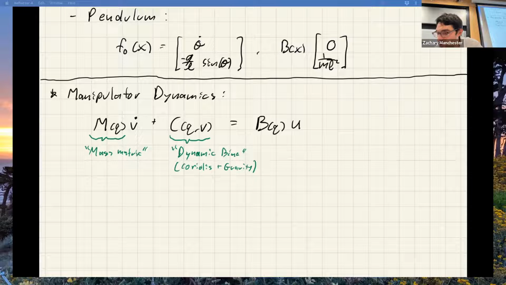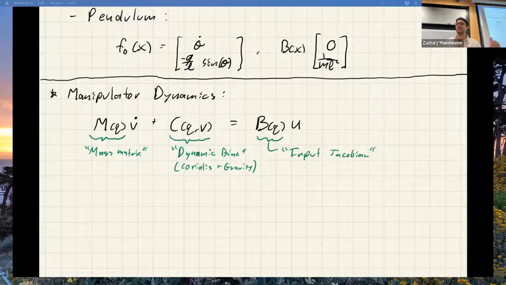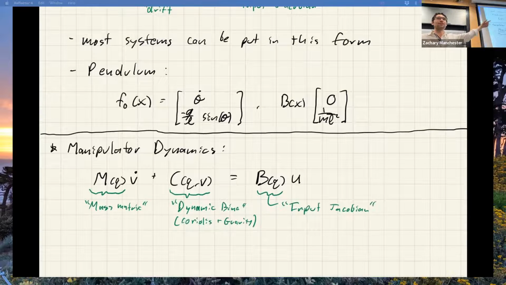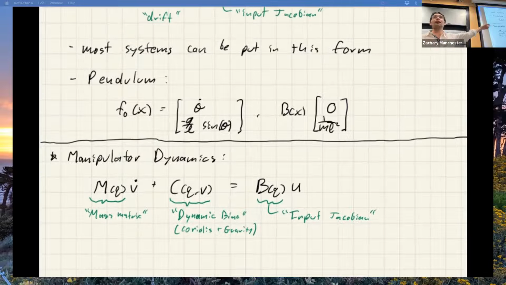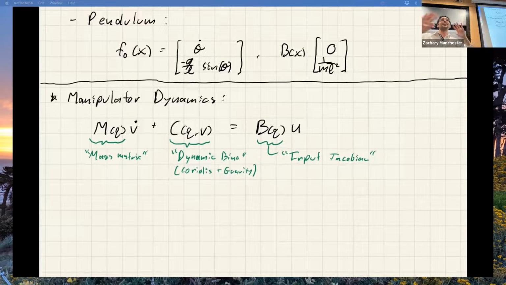And then again, the B is called input Jacobian, like before. Be a little careful because this gets overloaded. So this B here is a little different than the B that we wrote for control affine, right? Actually, this B is just a function of Q, not of X. And this B is smaller than this one. This B here is basically the bottom half of that B. So these get overloaded all the time. So be careful based on which version of this you're writing down.